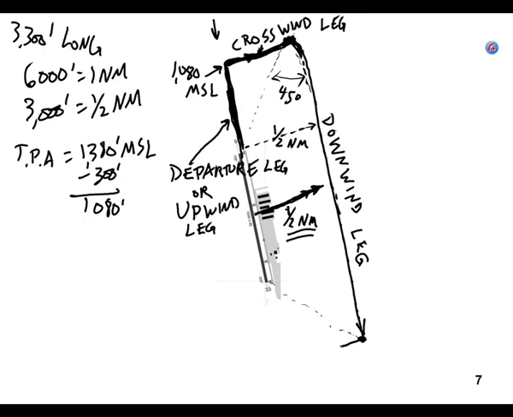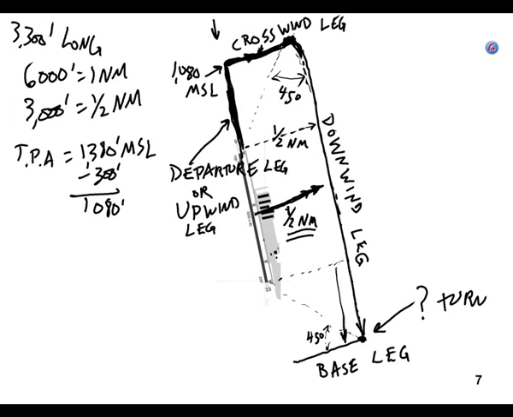Then you're going to end up turning another leg, and this is called the base leg. And again, the question becomes, where do you make this turn? How do you decide where to make the turn? You could think of it two different ways. Either I'm looking out the window and I see that this right here is going to be 45 degrees, or you could also say, if this distance right here was half a nautical mile. Either way, it's going to put you in the same place.